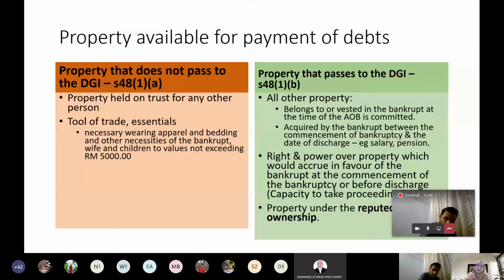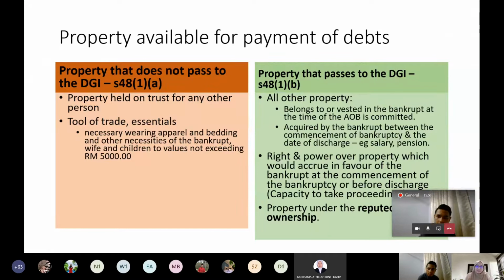So when the bankruptcy order has been adjudged against him, all of the property which is held by the bankrupt at the point of time, that is the date of the 8th just now, after the bankruptcy notice was served, so the date when an act of bankruptcy has been committed, all of the property which is held by the bankrupt will vest to the DGI. Okay, that is the first one.